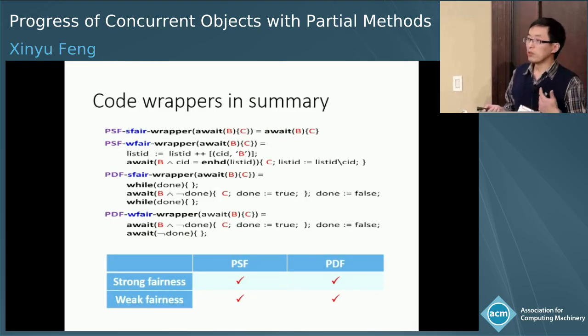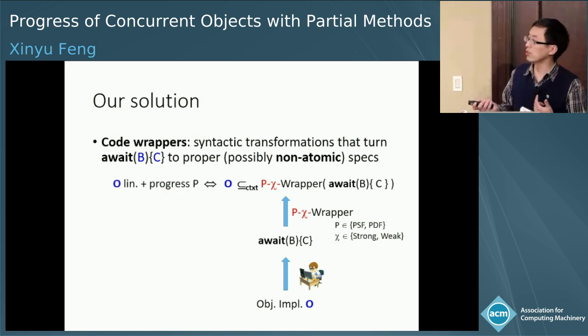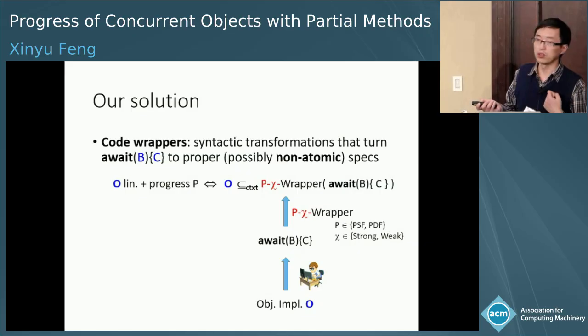So as a summary, we have wrappers for each individual combination, and this gives us this abstraction. Now, is this a good abstraction or not? So we still want to have this result to show that it's equivalent to the linearizability and the progress property we proposed.